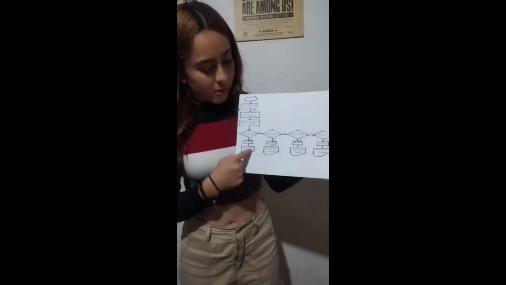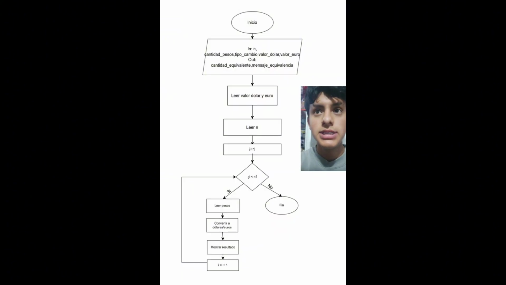Finally, the process ends. Hello, my name is Gianluca Gilagundi Sanchez, and this is exercise number 4 of the project. This flowchart represents the operations of a currency exchange, where multiple conversions from Mexican pesos to US dollars or euros are performed. The process begins by reading the number of conversions to be made and the current exchange rate for the US dollar and the euro.